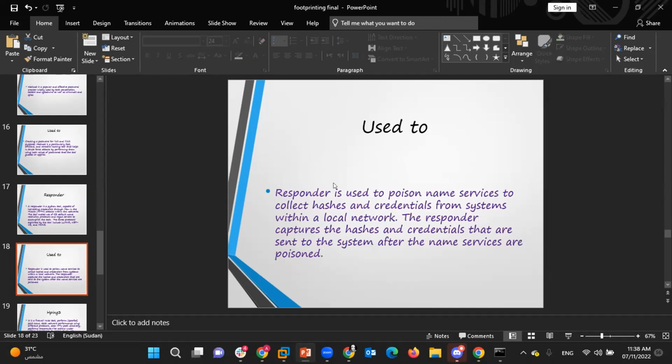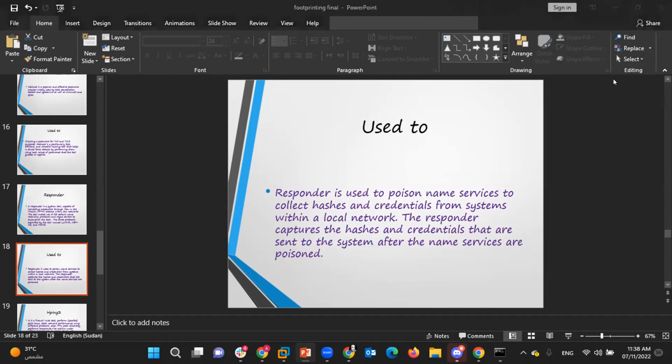How it's used. Responder is used to poison name service to collect hashes and credentials from the system within a local network. The responder captures the hashes and credentials that are sent to the system after the name service is poisoned.